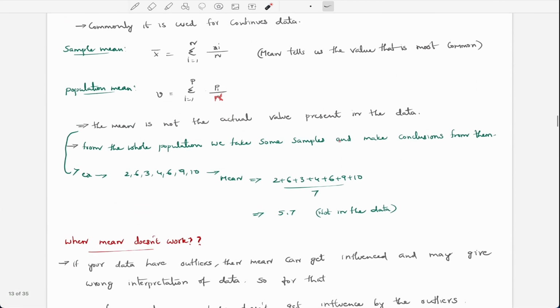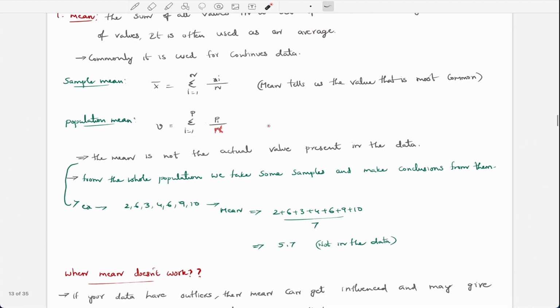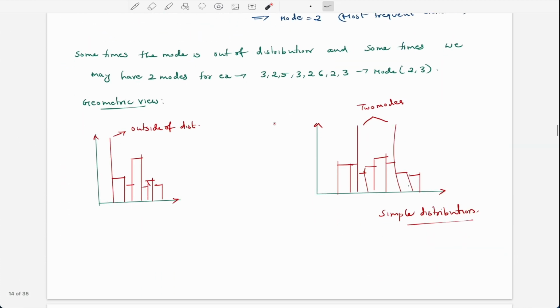I hope you have a better intuition about the mean, median and mode. What is the mean? The sum of all values divided by the number of values, which is also called the average. The median is the middle value, and the mode is the most frequent value in that data set. I hope you have a basic intuition of these.